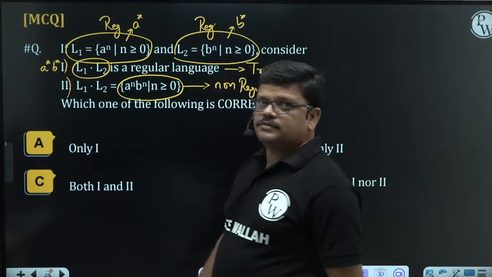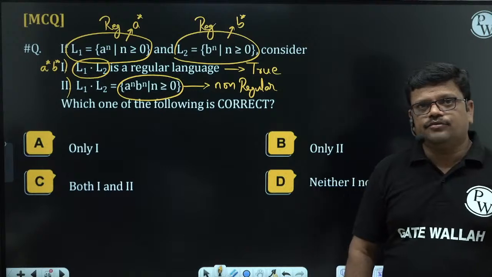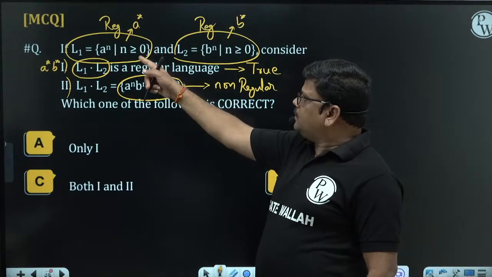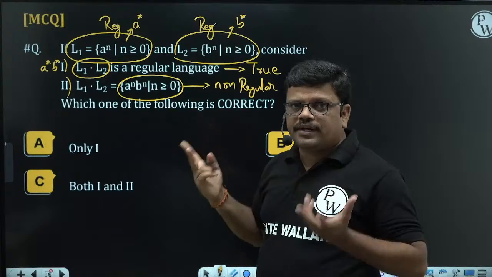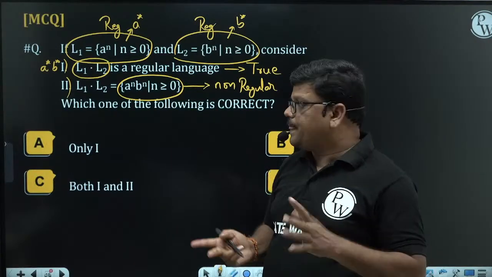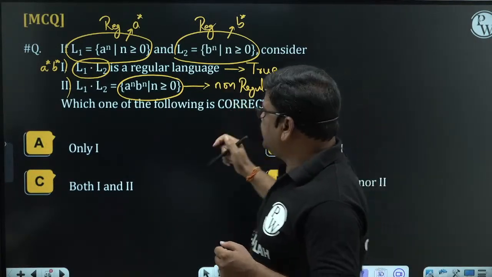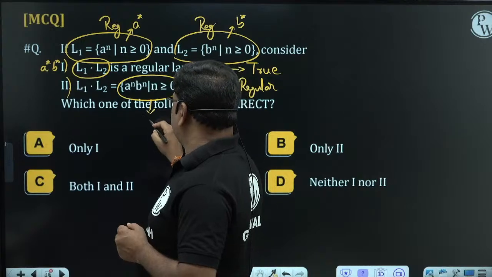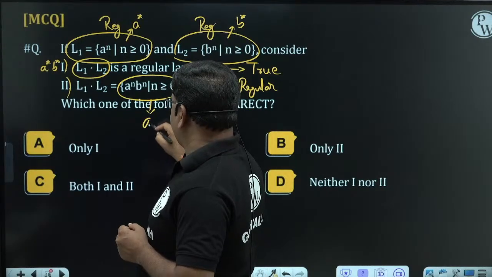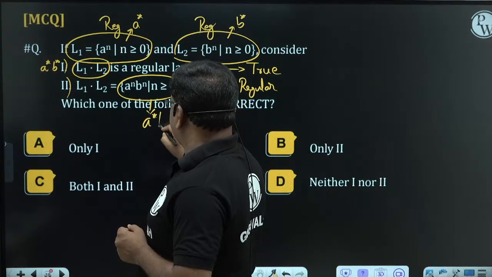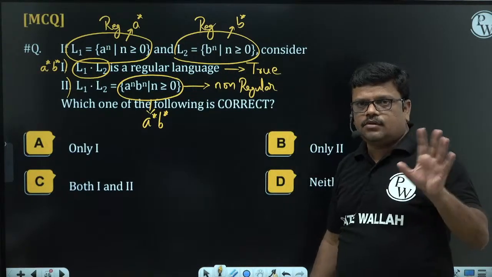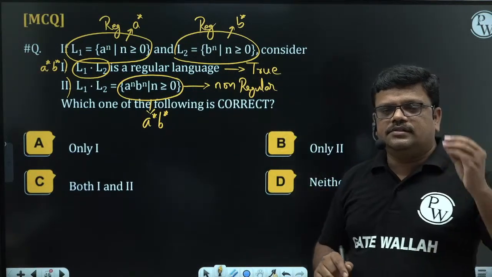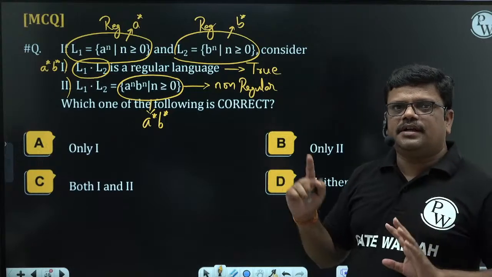Non-regular. Now generally where students get confused is, sir, this is A power n, this is B power n, its concatenation will give A power n, B power n only, no? Like this you may think. Its concatenation will give A star, B star, because this is A star, this is B star. So concatenation of these two gives A star, B star, but not A power n, B power n. There is a lot of difference between A star, B star and A power n, B power n.